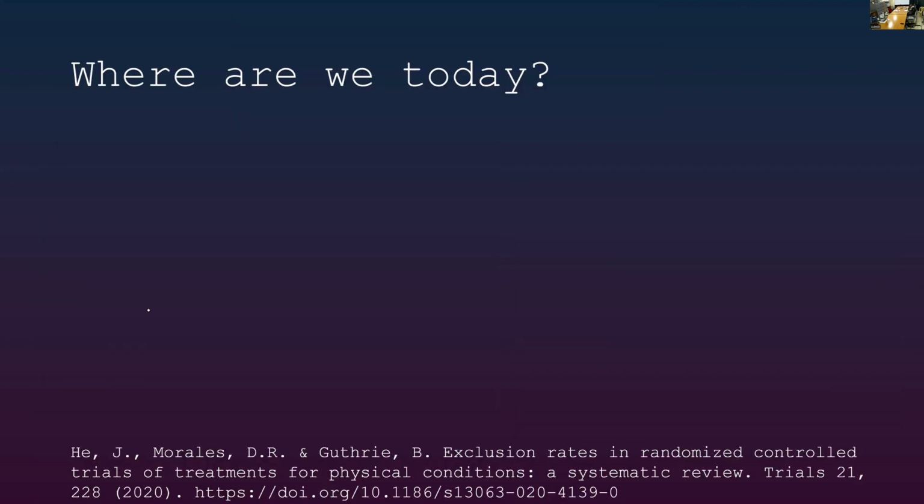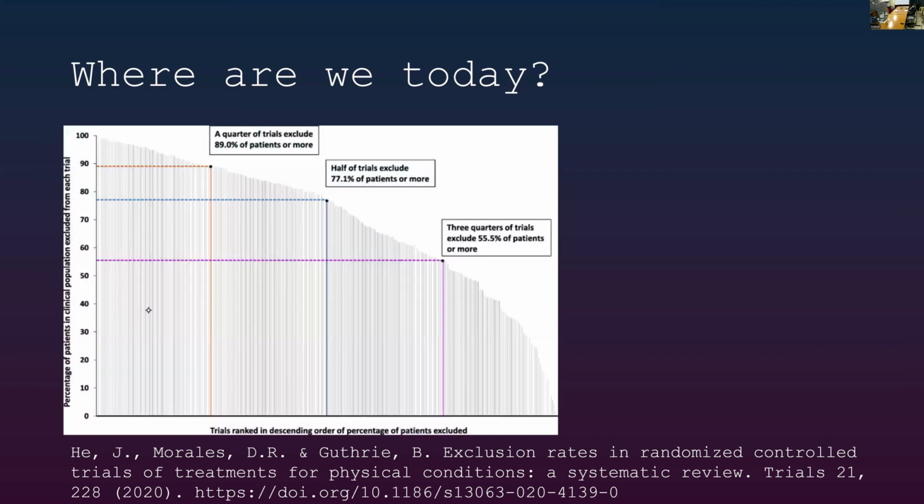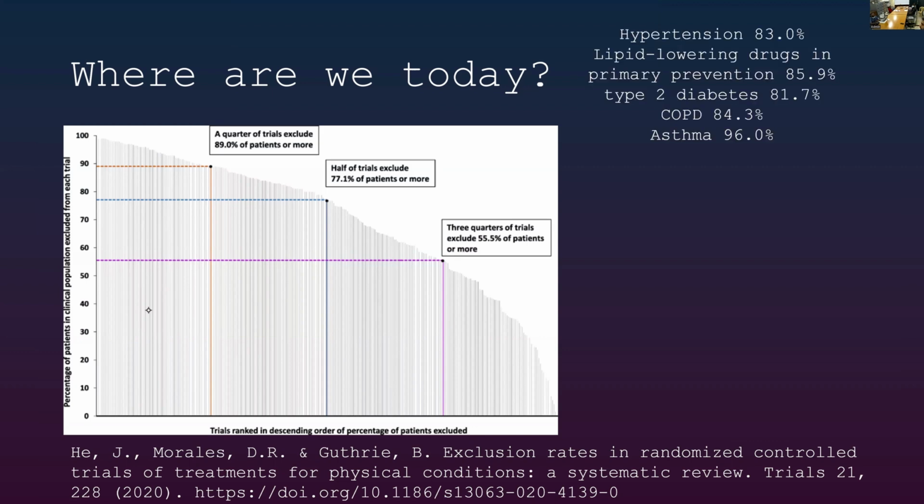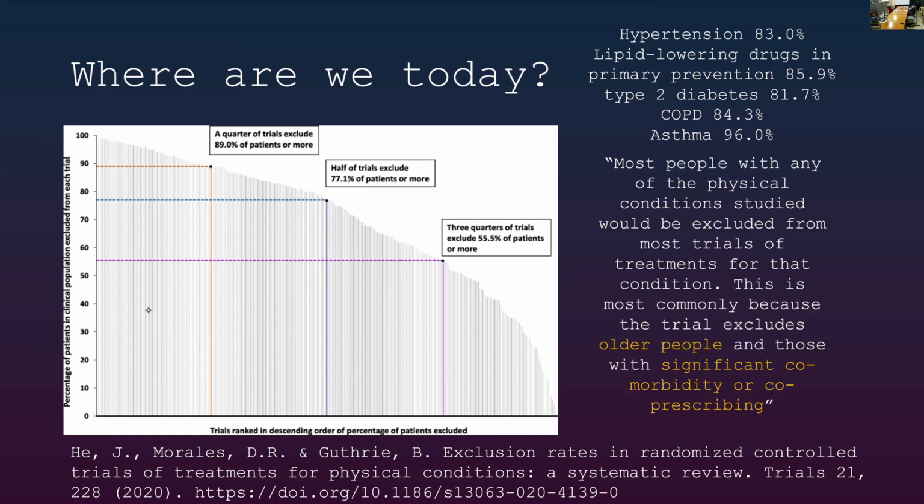That was 1967. So where are we today? This is a systematic review that was done in 2020. It shows that nearly a quarter of the trials exclude 89% of the patients that have the condition, and nearly half exclude 77%. For common conditions like hypertension, at least 83% of the patients are excluded. This is based on 50 trials that they reviewed. Lipid lowering agents in primary prevention is 85%, type 2 diabetes 81%, and COPD and asthma also a large proportion. The conclusion is that most patients with those conditions would be excluded from those trials. That's kind of unfortunate.